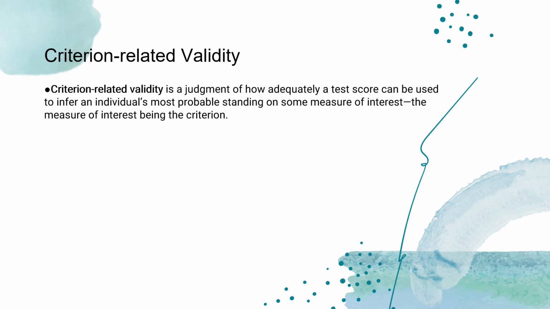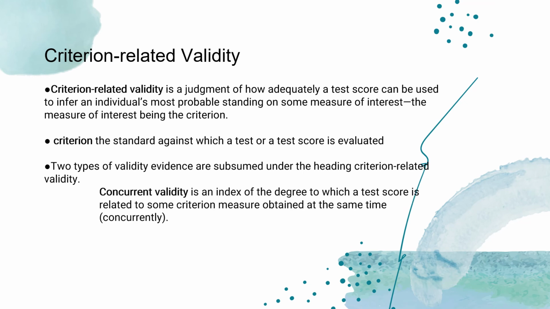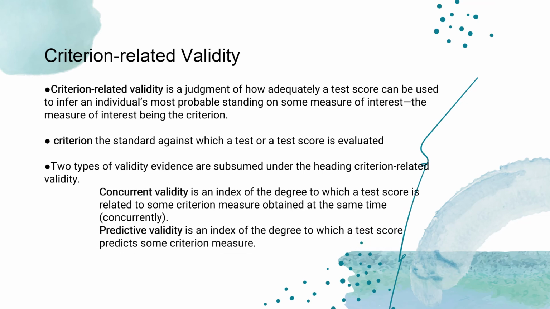So, criterion-related validity, mini-measure niya how well one measure predicts an outcome for another measure with the use of criterion or criteria. Criterion is the standard against which a test or a test score is evaluated. So, criterion, standardized na siya kung saan ibabase ang evaluation ng test. Criterion-related validity has two types: concurrent validity and predictive validity.